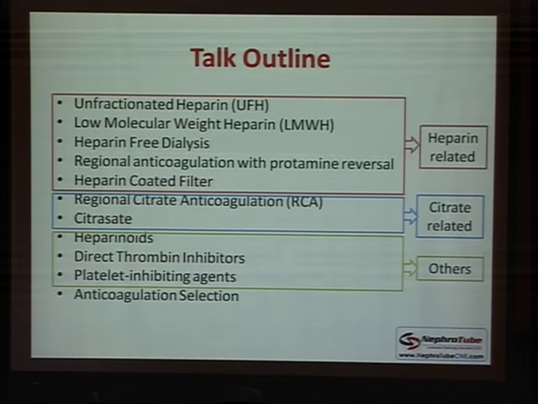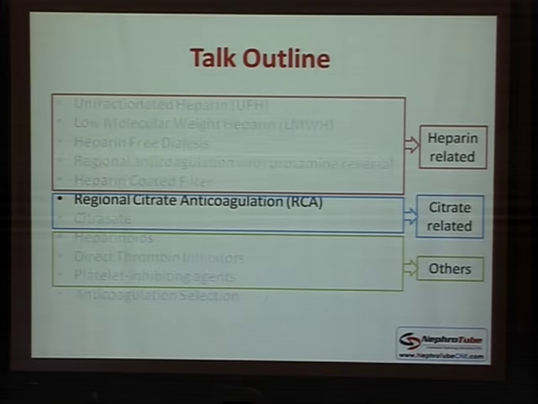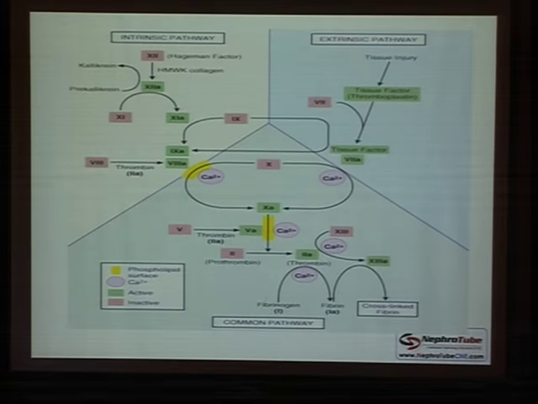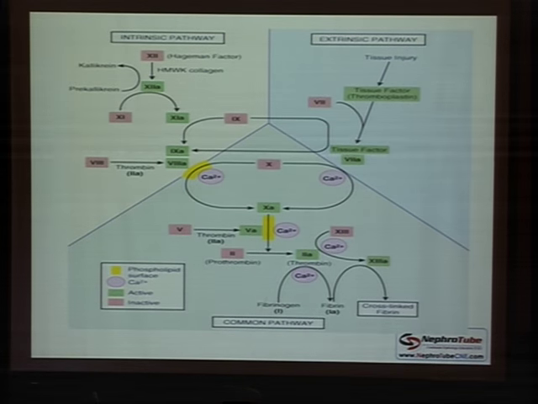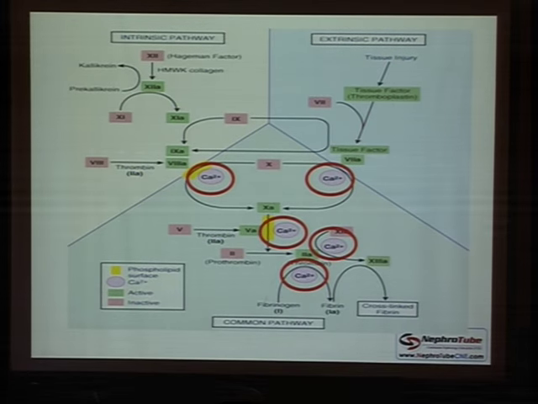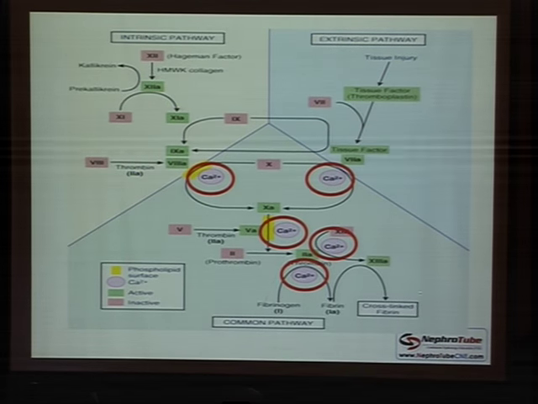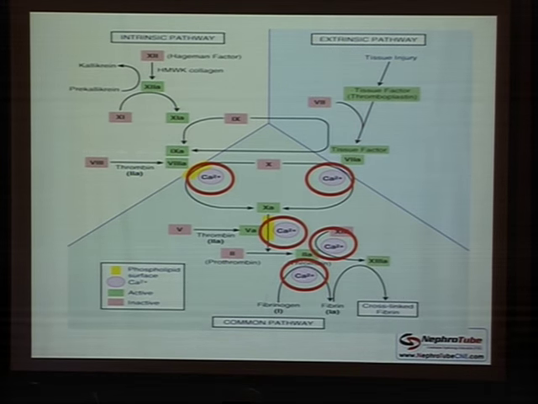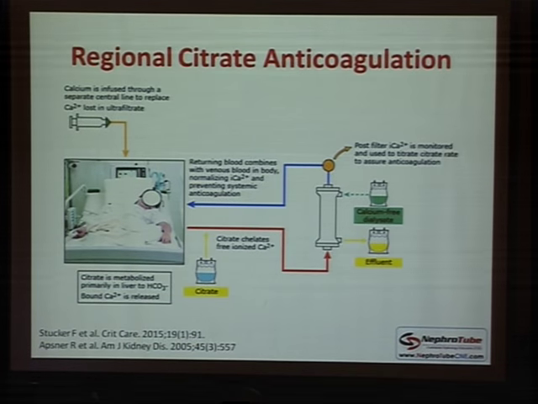Regarding citrate-related anticoagulation, the main ideas. Regional citrate anticoagulation depends on the intrinsic and extrinsic pathways of coagulation. One of the most important playmakers for coagulation in our body is calcium. So if I block the calcium, I will prevent the clotting. This is the main idea of regional citrate anticoagulation.